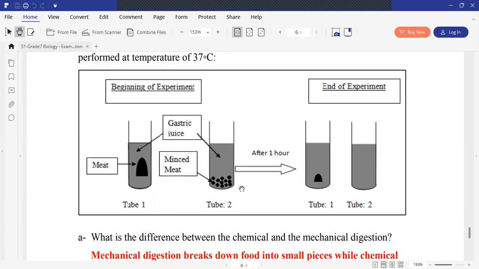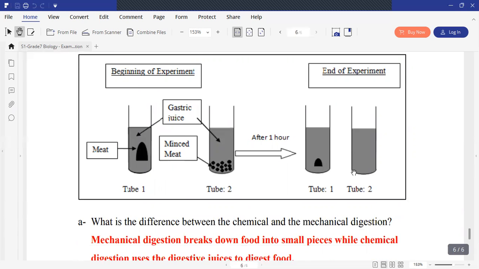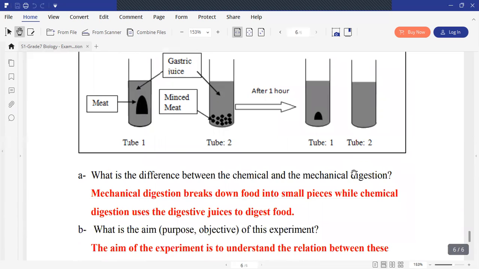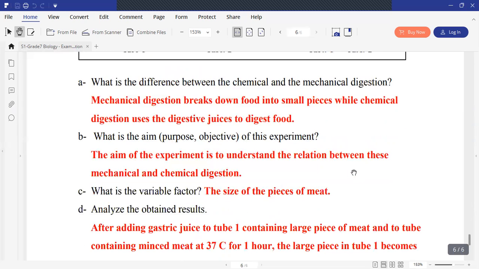After 1 hour, the large piece becomes smaller, while the small pieces disappear in tube 2. What's the difference between chemical and mechanical? This one you have to study. Mechanical breaks down food into smaller pieces, while chemical uses the digestive juice to digest the food. What is the aim or the objective of this experiment? It is to understand the relation between mechanical and chemical digestion.